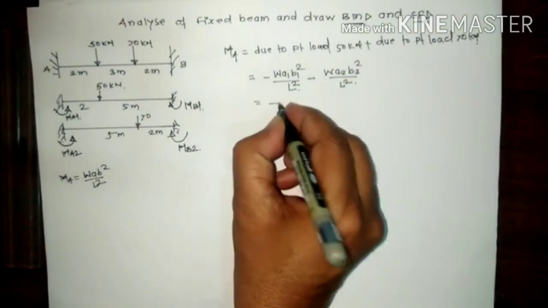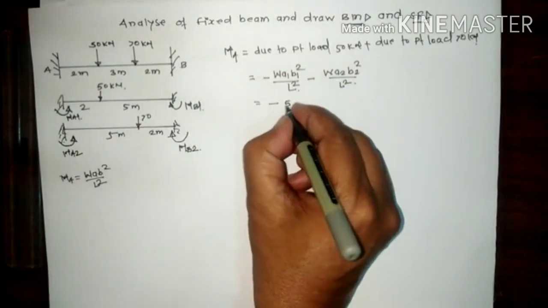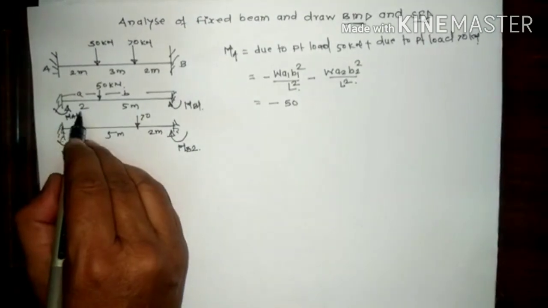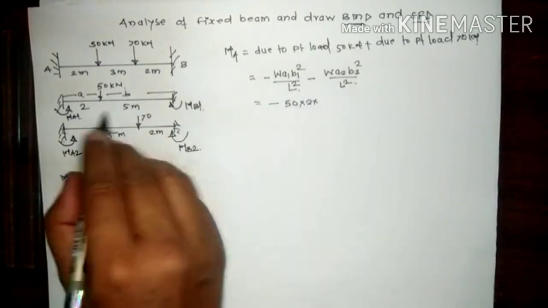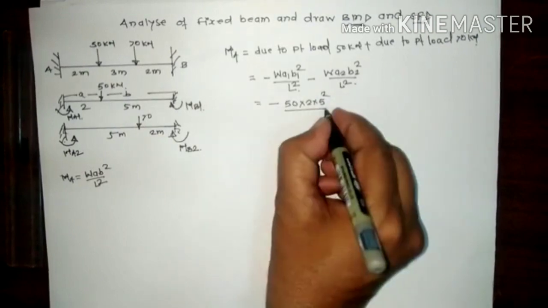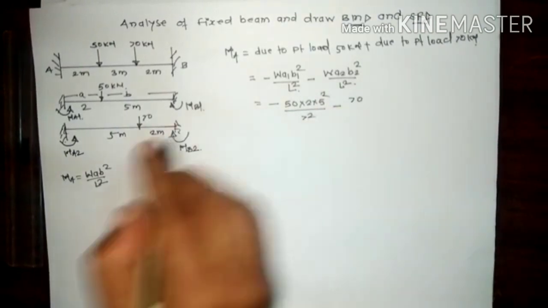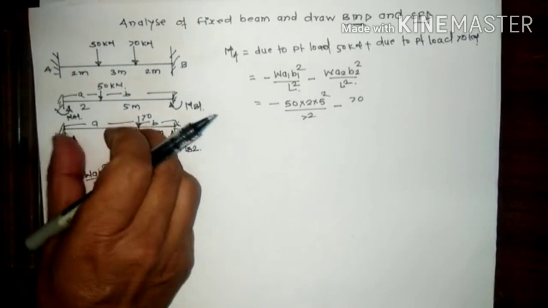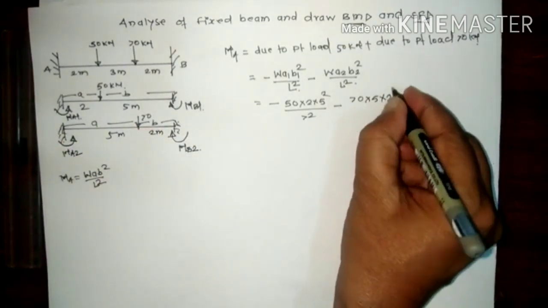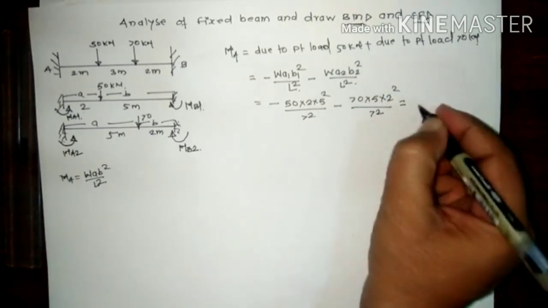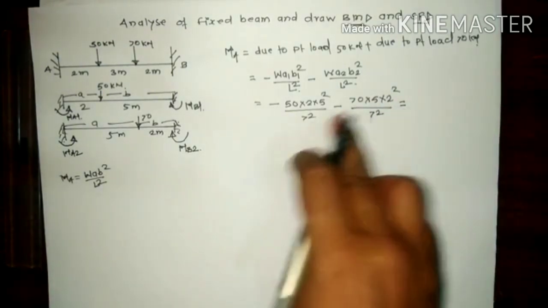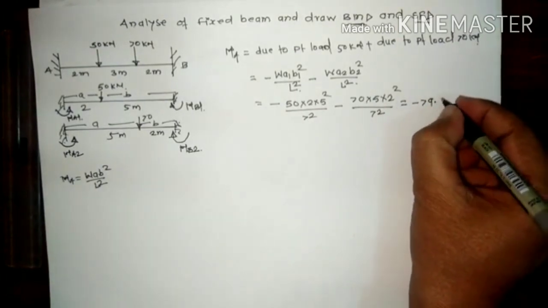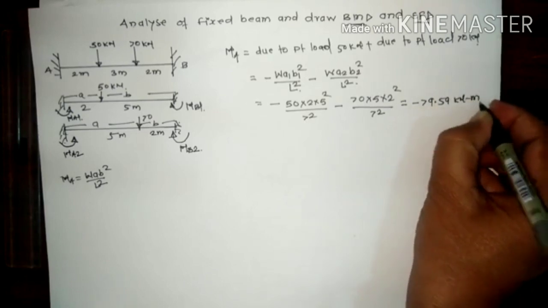Now minus W, for the first load it is 50. For only this load, this becomes our A and this becomes the B. So A is equal to 2 meter, B1 is 5 meter, so 2 into 5 square, total 7 square. Minus, for the second load it is 70. For this load, A is 5 meter and B is 2 meter, so 5 into 2 square divided by 7 square. This total value, on the calculator, is minus 79.59 kilonewton meter.